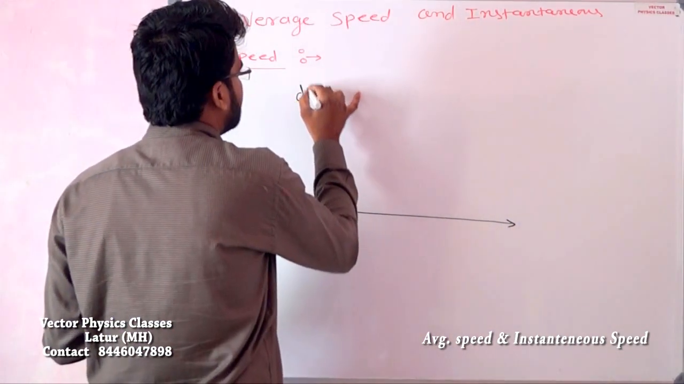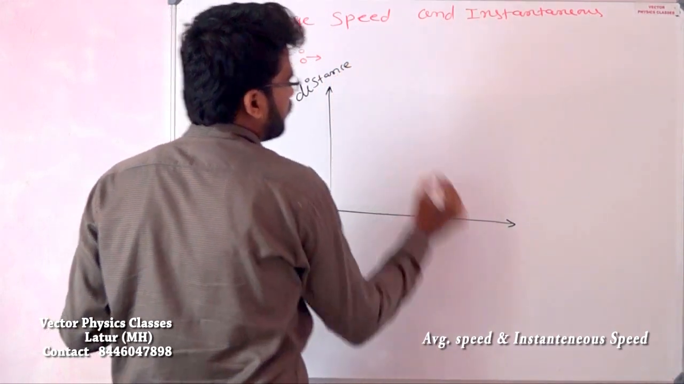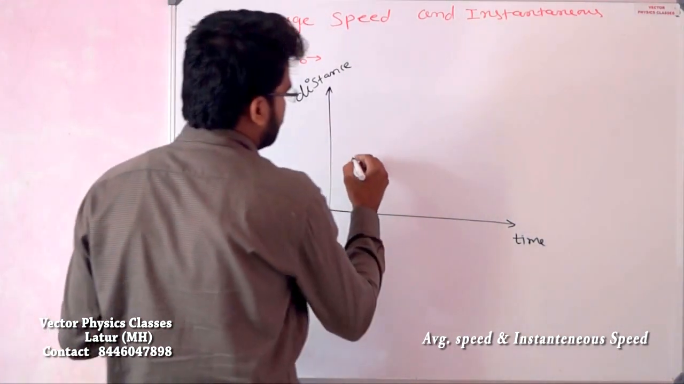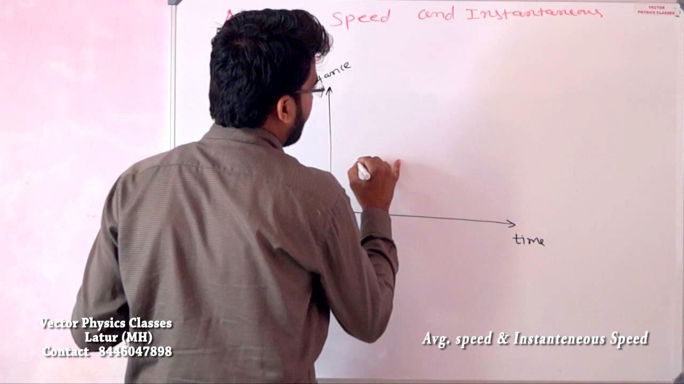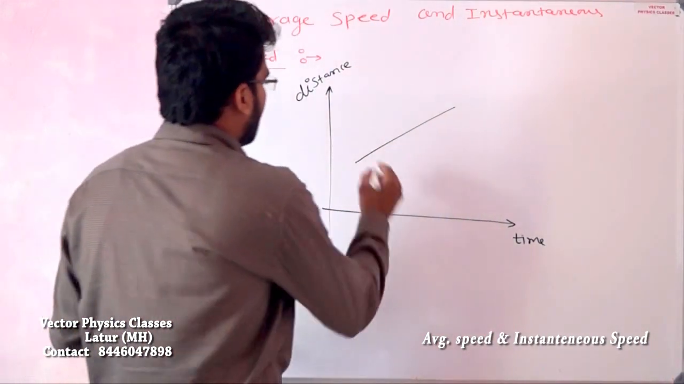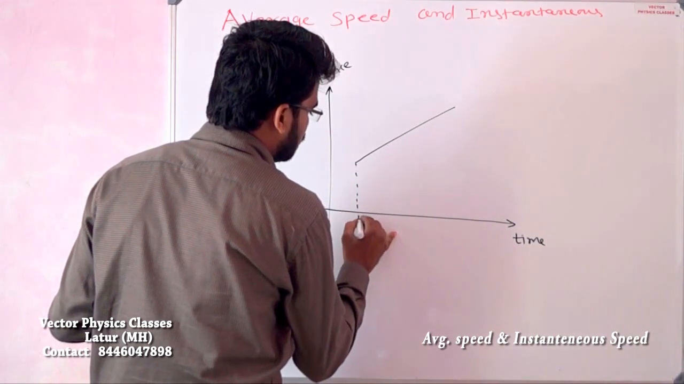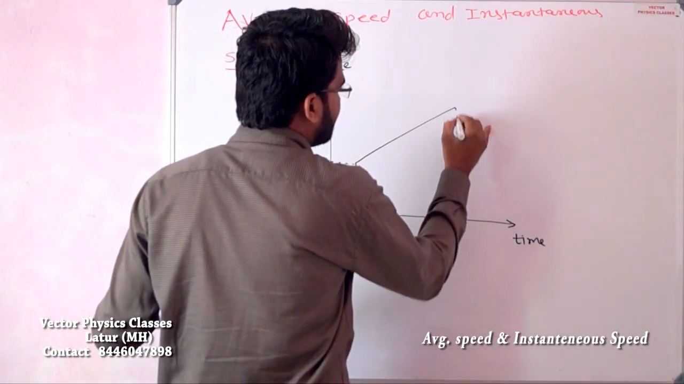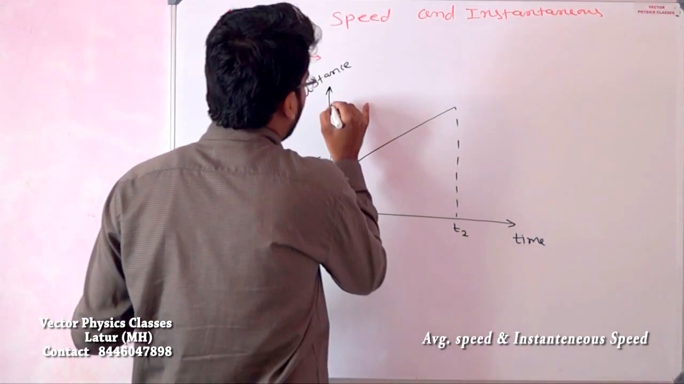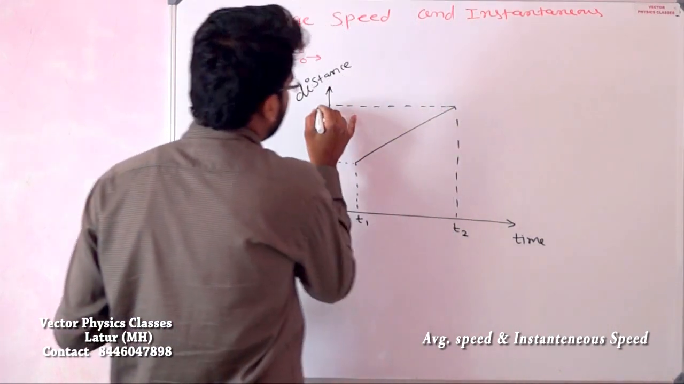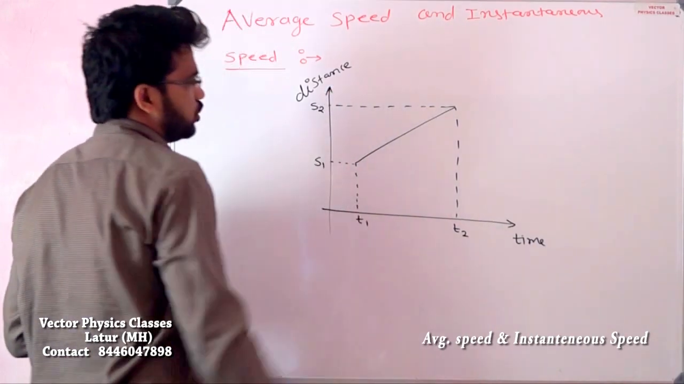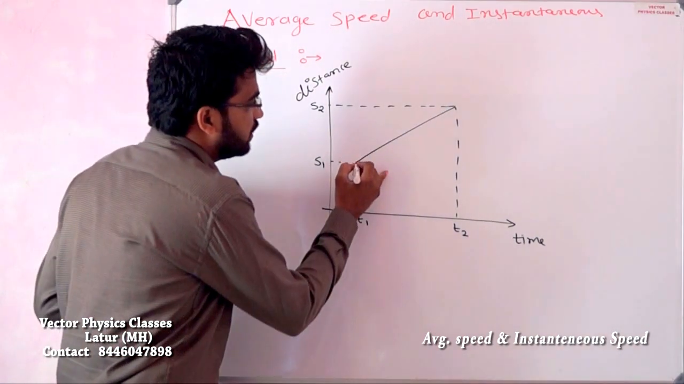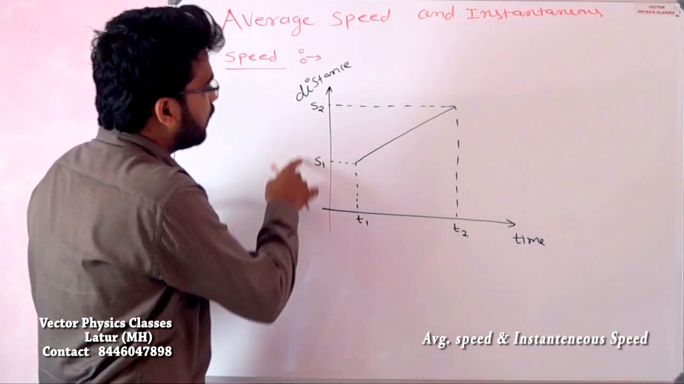So let us consider the graph between distance and time, right? And this graph looks like this, right? So at time t is equal to t1, the object is at s1 supposed to be, and at time t is equal to t2, object is at distance s is equal to s2, right? So distance traveled by this object from time t1 to t2 is s2 minus s1, right?